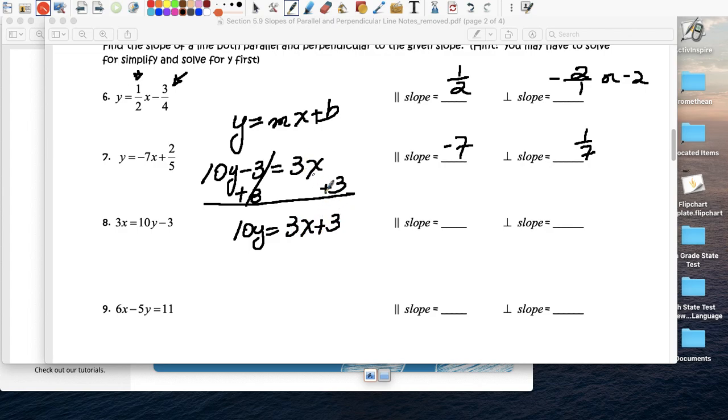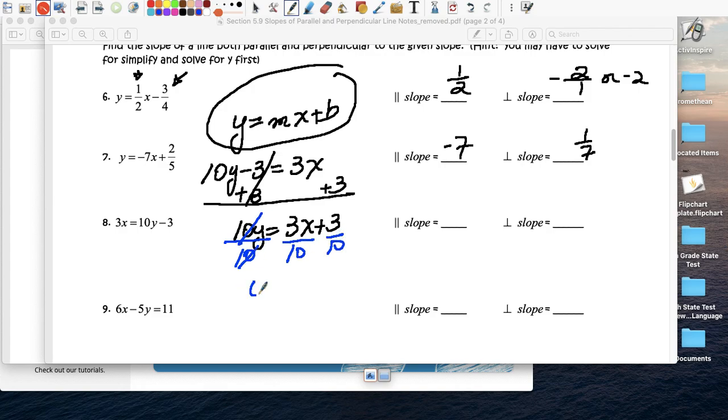Remember, they're not like terms. I can't combine them, right? So it's starting to look like this, right? But my y here has a coefficient of 10. So I want to get rid of the 10. How do I get rid of 10? Remember, it's 10 times y. So I'm going to use division, the inverse operation here. I'm going to divide that by 10, and I'm going to divide the other side by 10. So everything on the other side gets divided by 10 as well. Look what happens. 10 divided by 10 goes away. I'm left with y all by itself, which is what I wanted. And on the other side is 3 over 10 x. That's my slope. And then plus 3 over 10, which is my y-intercept. So this becomes this.